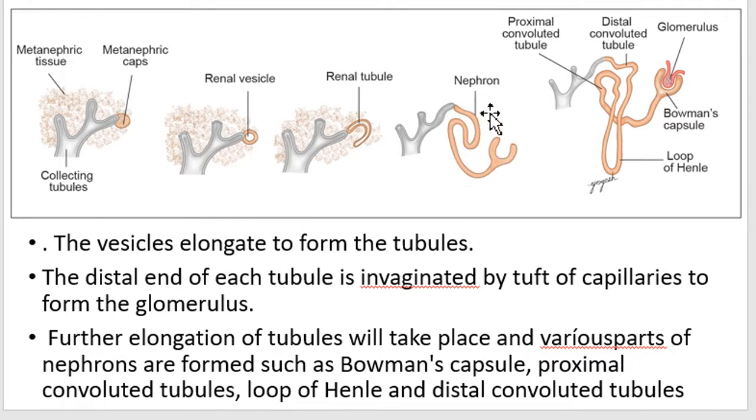So what happens between the secretory part and the collecting part? Initially there is one thin membrane. The thin membrane disappears, and this tubule becomes continuous with the collecting tubules.